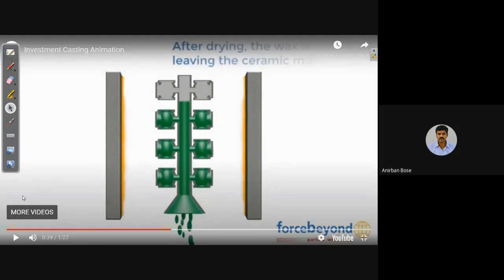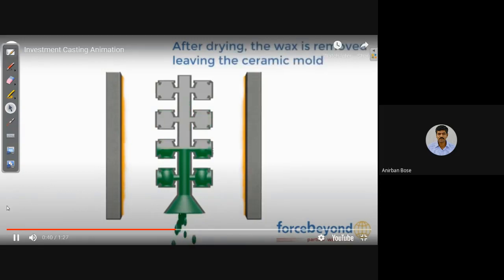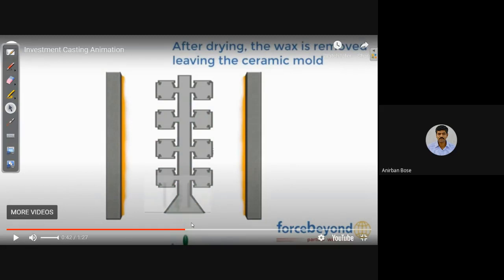Now you can see that it is placed inside an oven where it is heated, and if you heat it, it is clear that the wax will melt and it will come out. But the outside thin layer is made of the ceramic material. That is not going to melt or get damaged anywhere. Only the wax will melt and come out. And in this way, finally, you get this kind of a hollow structure, and it is basically the mold, which is made of the ceramic material.